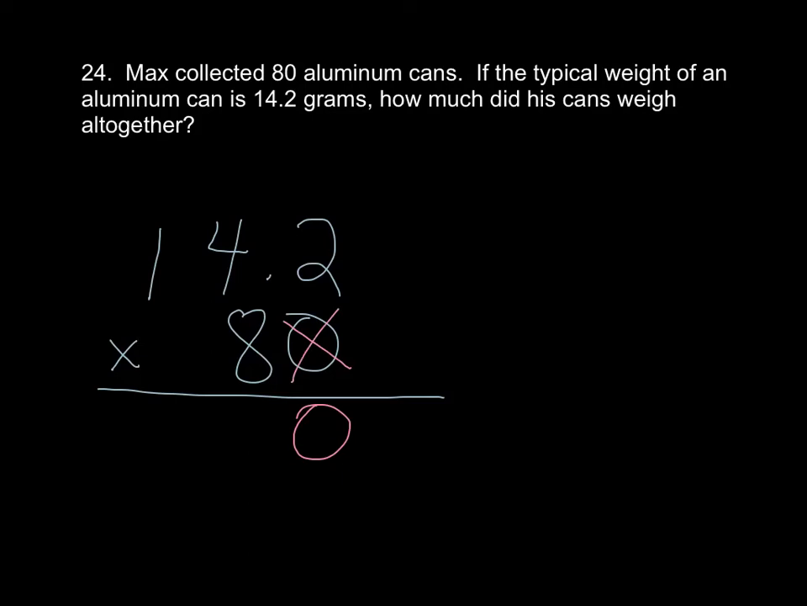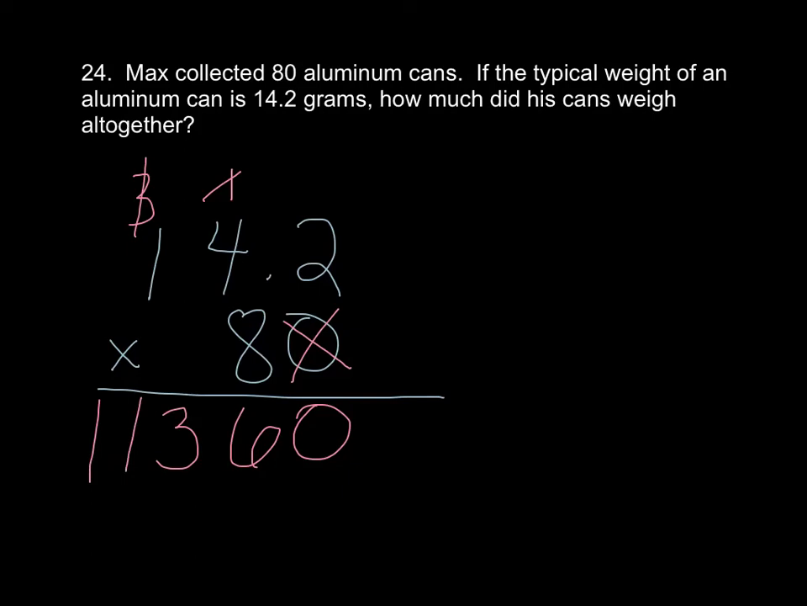Now I can move forward with, and I'm going to do groups above here. 8 times 2 is 16. I'm going to carry that 1 over to the next place value digit spot. 8 times 4 is 32, plus 1 is 33. And again, I'm going to have to carry that over. And 8 times 1 is 8, 9, 10, 11.